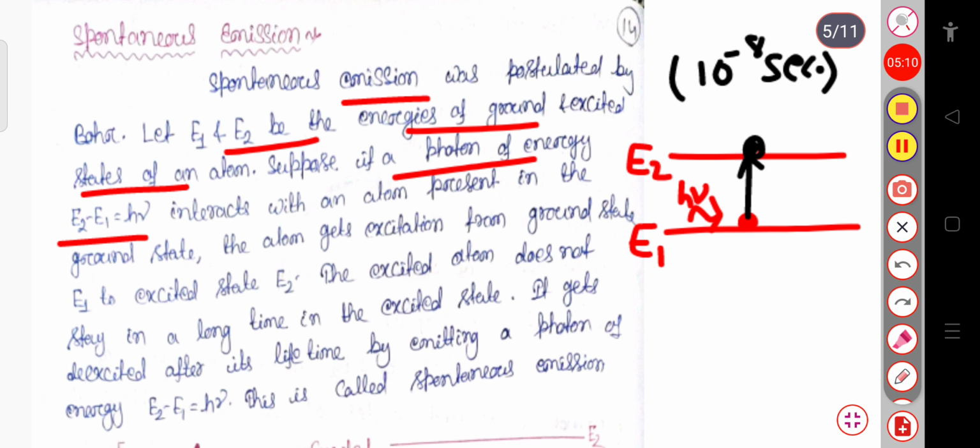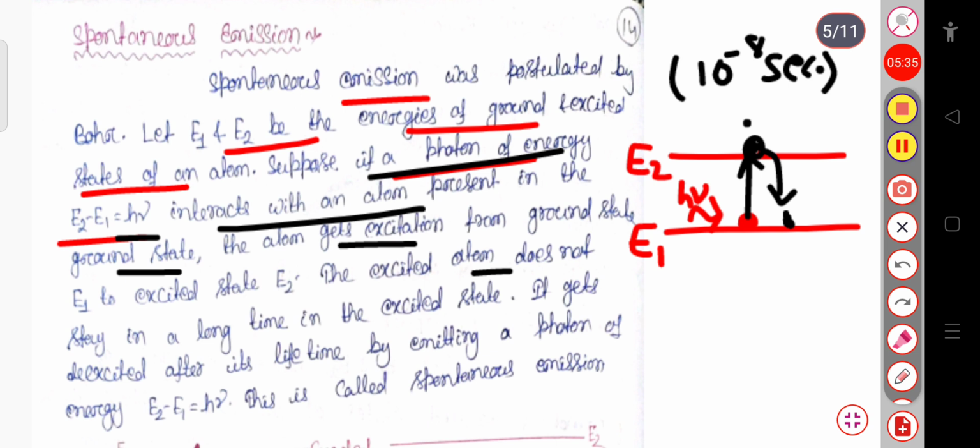Now it will spontaneously be emitted, or we can say that it will now de-excite and come back to the ground state. So here you can see, if a photon of energy h nu interacts with an atom present in the ground state, the atom gets excited from the ground state E1 to the excited state, that is E2. The excited atom doesn't stay a long time in the excited state. It gets de-excited after its lifetime by emitting a photon of energy h nu.